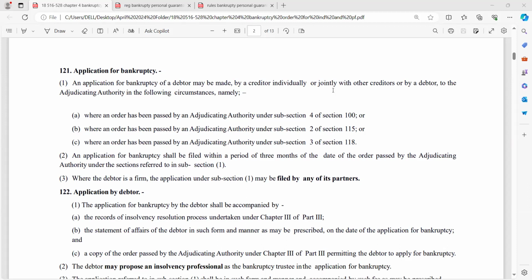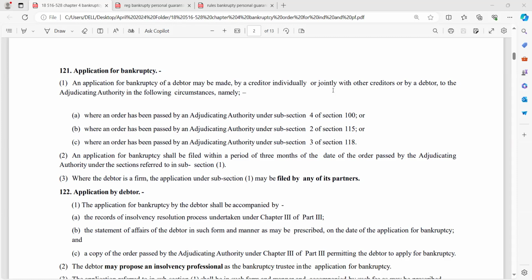Now, what is this section 115? Section 115 means the repayment plan, the effect of approval of repayment plan. It is talking of the effect of the order of the adjudicating authority on the repayment plan. It is binding on the creditors and the debtor. Then it is talking of rejection of the repayment plan. Section 118 is talking that the repayment plan was approved, but it is ending prematurely, meaning all the payments could not be made. So in all these cases, the application for bankruptcy can be initiated.